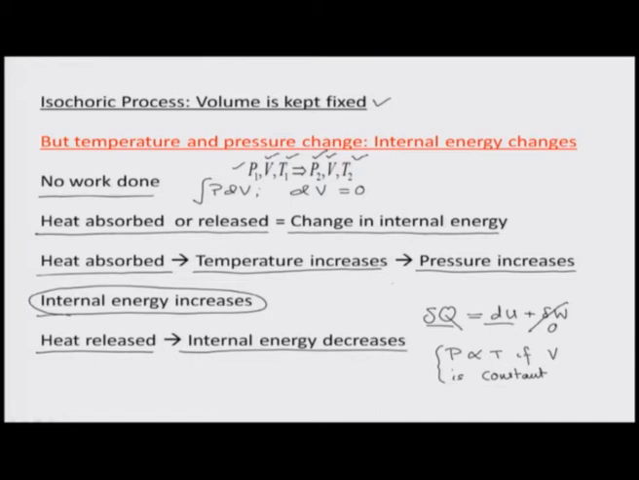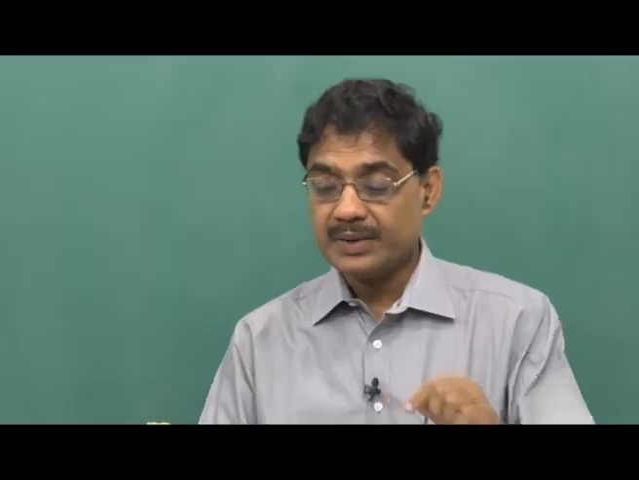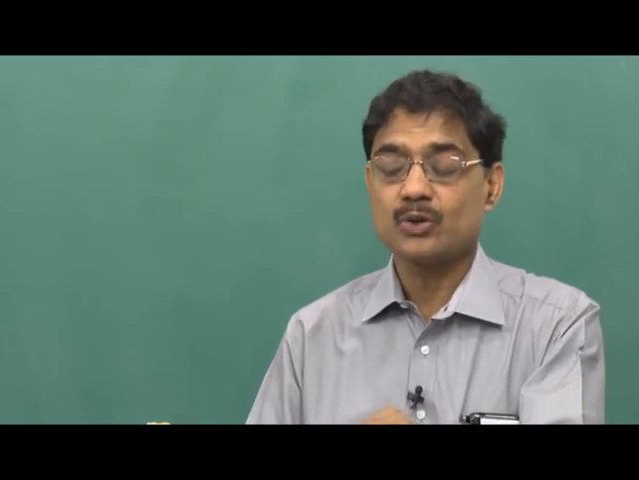Isochoric process, volume is kept fixed, but temperature and pressure change, and so does internal energy, and hence you can calculate very easily the expression for the heat absorbed or released, which is simply given in terms of the change in internal energy. There is no work done in an isochoric process. Whereas in the isobaric process, pressure is constant, but volume and temperature can change, but they change in such a way that V is proportional to temperature. That must happen because PV is equal to nRT, pressure is kept constant. Now, here also internal energy changes, and you can talk about two processes.